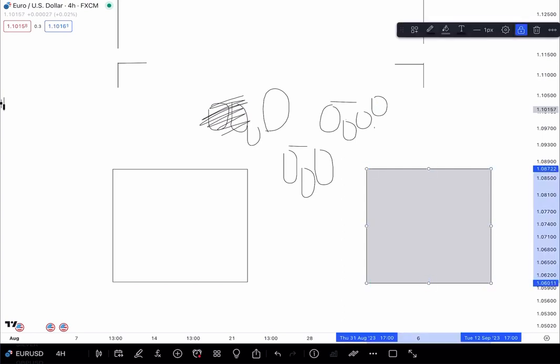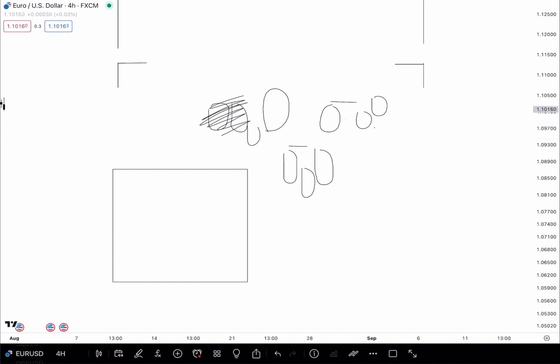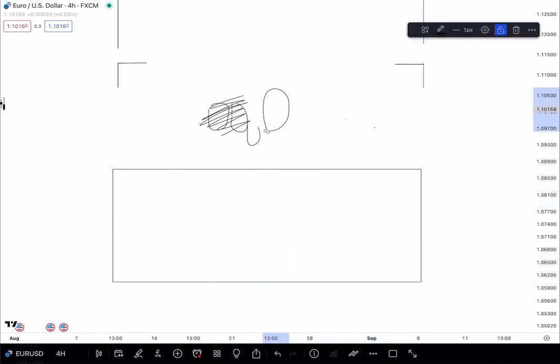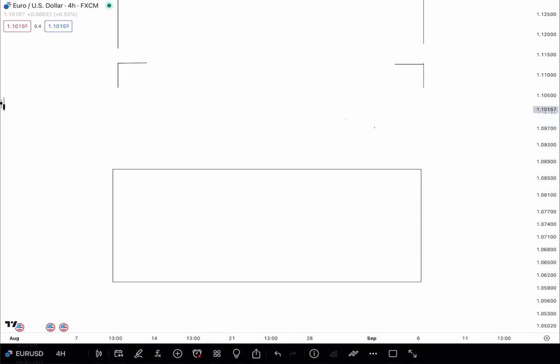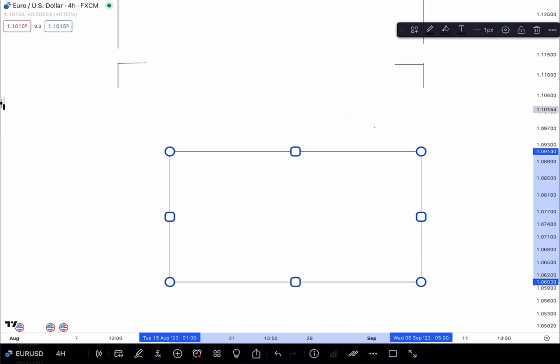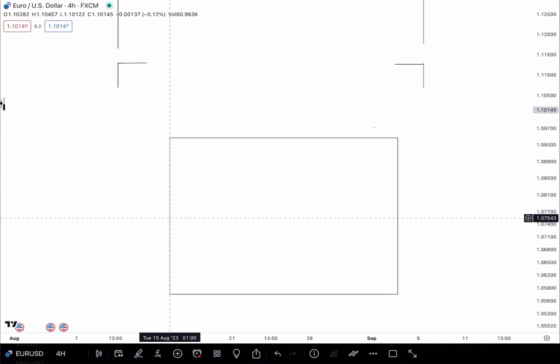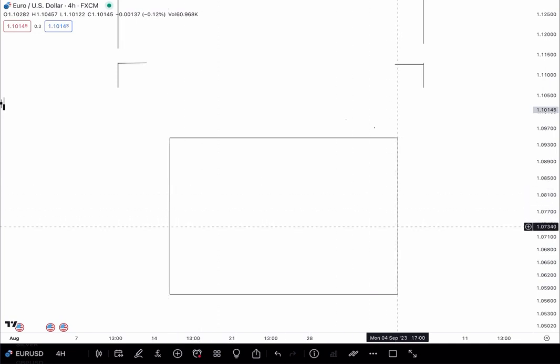Now, let's dissect the OLHC or OHLC. We have two fixed values, and we have two moving variables, continuously changing values. Right? So the open is fixed, and the close is fixed. What varies is the high and the low. Right?